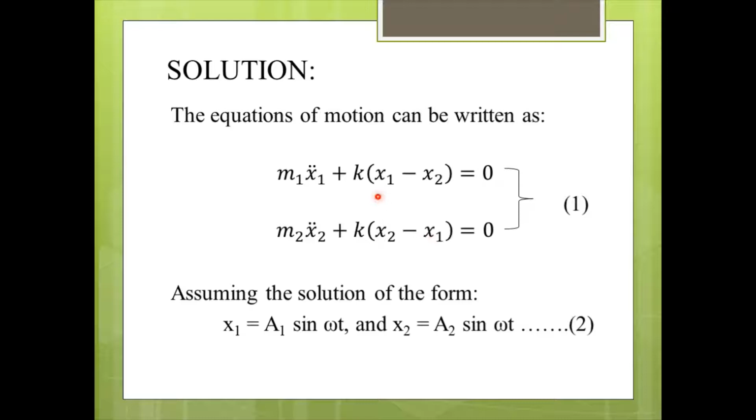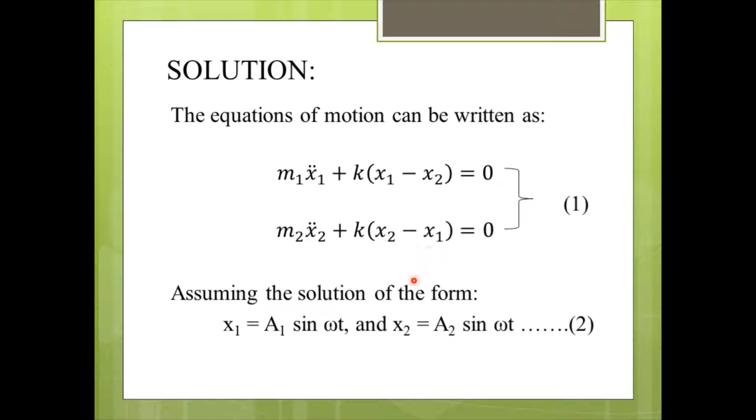Remember always these two displacements x1 and x2: whenever you are writing for mass m1, it will always be x1 minus x2, and whenever you are writing the equation of motion for the mass m2, these displacements will be x2 minus x1. So this is the only difference between these two equations of motion for these two masses m1 and m2.